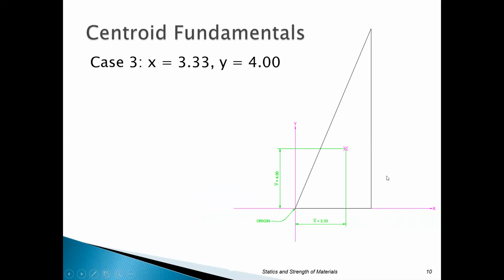So you can see that for the same exact triangle, depending on its orientation and its origin point, you're getting 3 different centroids. That's the thing to keep in mind: there is not just one magic centroid for any shape.